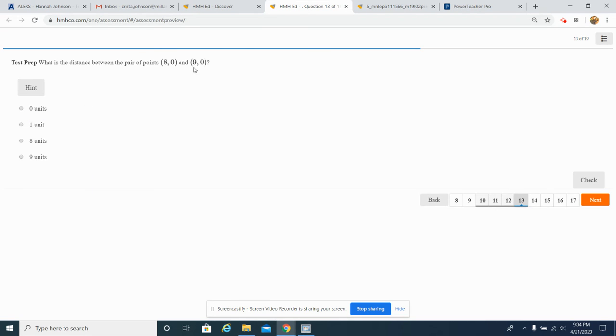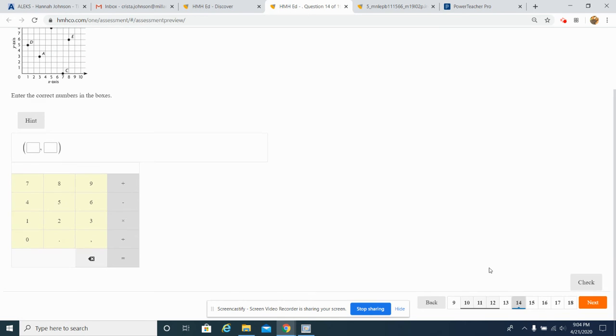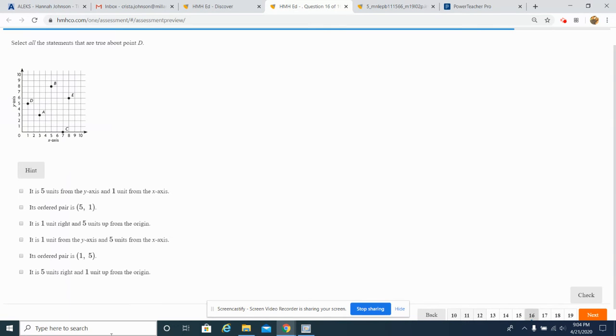Okay, again, what is the distance between these points? You should by now know how to find the distance between those 2 points. Okay, enter the correct number in the boxes. What is point C? So you need to tell me the ordered pair for point C. Okay, again, plot point F, 10 and 4, pretty simple. Okay, this is the other one that was kind of tricky.